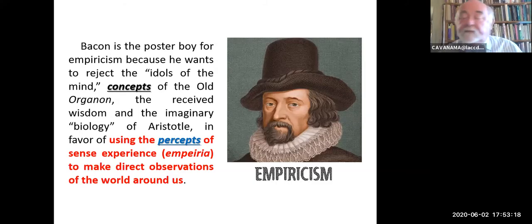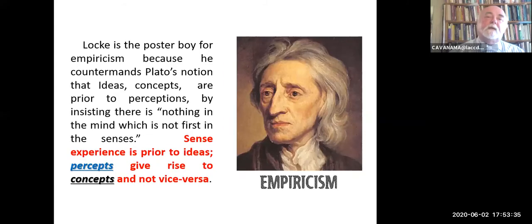Bacon is the poster boy for empiricism because he wants us to reject these idols of the mind, the concepts of the old organon, and use percepts of sense experience, empiria, again, that's where we get our word empiricism, to make direct observations of the world around us. Look beyond your bloody nose. Count Mrs. Aristotle's teeth. Locke is the poster boy for empiricism because he countermands Plato's notion that ideas, concepts are prior to perceptions. Rather, sense experience is prior to ideas. He says percepts give rise to concepts, not the other way around.